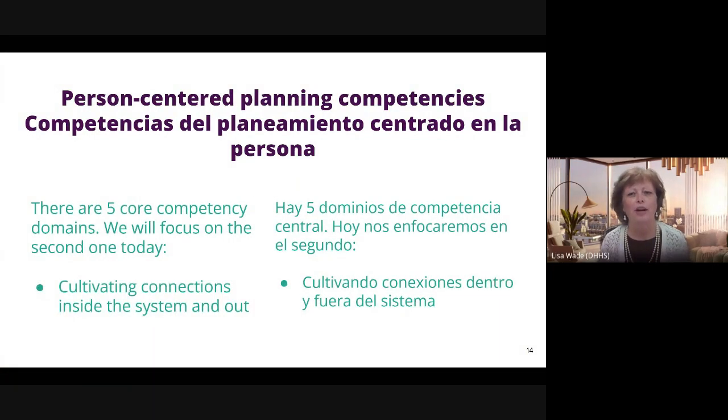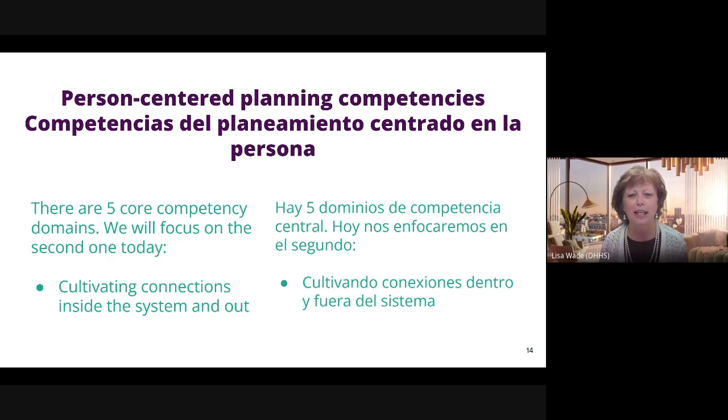There are 5 different competencies, and today we're going to talk about the second one. These competencies come from a document entitled 5 Competency Domains for Staff Who Facilitate Person-Centered Planning, published by the National Center on Advancing Person-Centered Practices and Systems, or NCAPS. There's a booklet that you can download from their website. They also have a plain language version, which is a little more accessible if you're interested in learning more about what all those competencies look like.